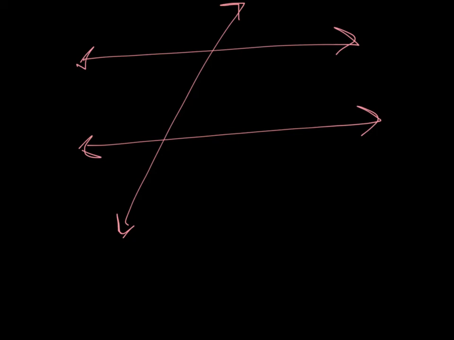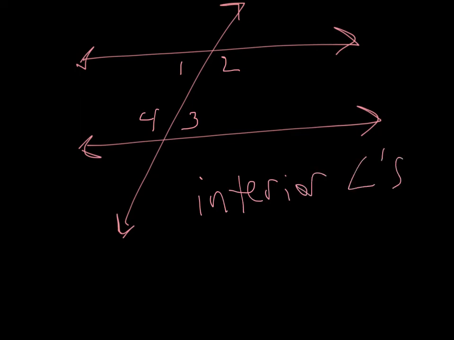So we have, we'll name them 1, 2, 3, 4. Okay? These are interior angles on the inside of the parallel lines. So then what do you think these ones are called? 5, 6, 7, 8. If 1, 2, 3, 4 are interior and 5, 6, 7, 8 are outside the parallel lines, what do you call the outside? Exterior angles.